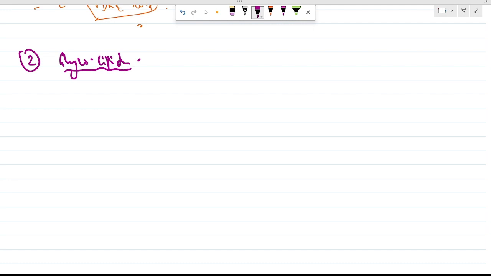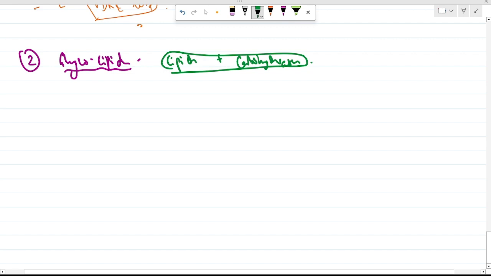Next type of lipid we are going to discuss is glycolipids. Glycolipids are lipids combined with carbos, that is our carbohydrates. The phospholipids are the lipids combined with the phosphate. The glycolipids are lipids combined with carbohydrates. So we are going to discuss one by one.